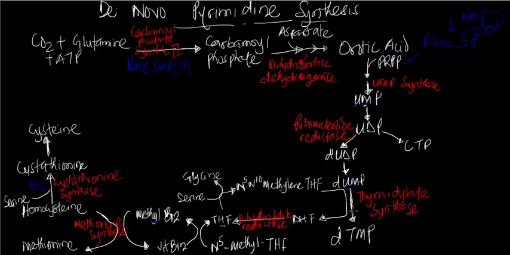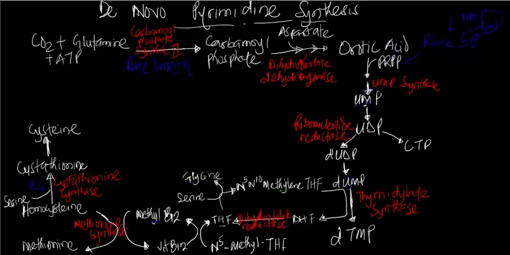For this reaction to occur, we require a carbon, and the donor of the carbon is folate. That's the role of folate in this pathway. Without folate, we will not be able to have this last conversion. Let's quickly look at this side and talk about folate.